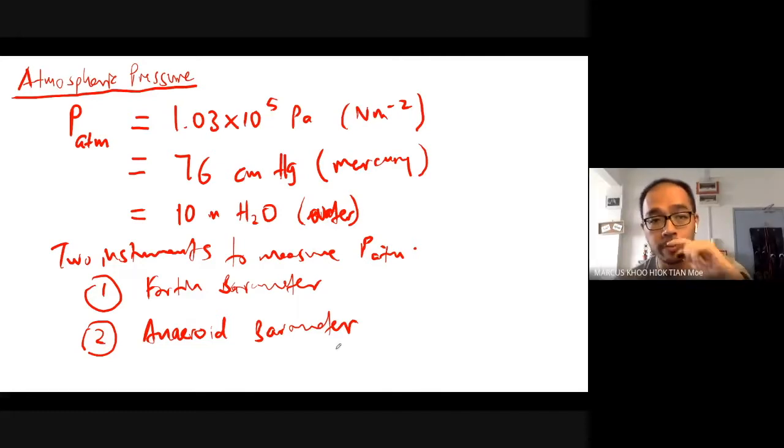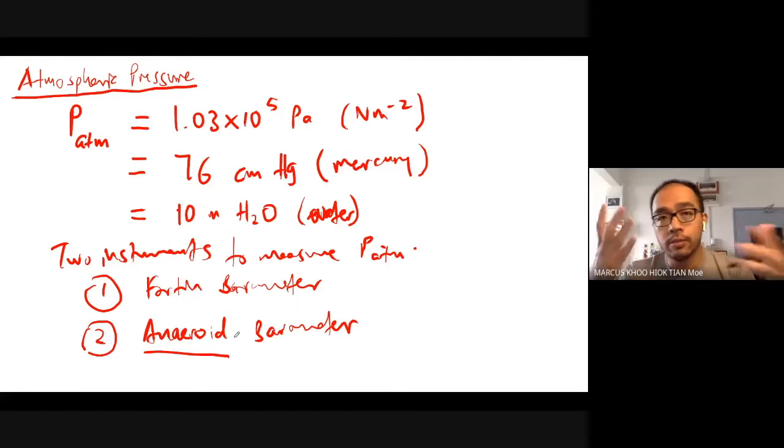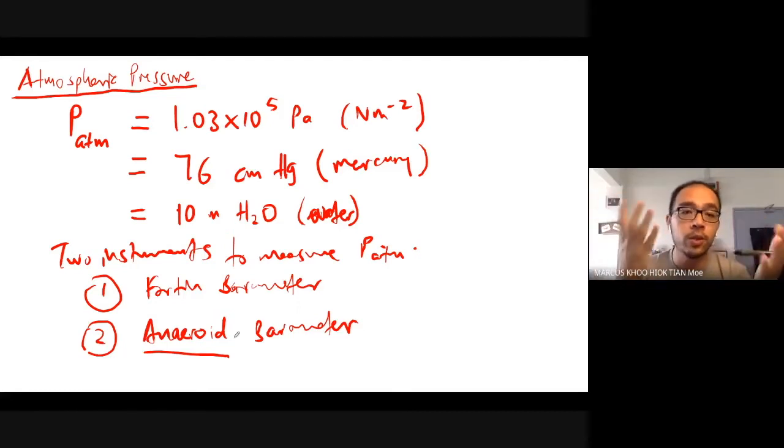Whereas the word aneroid is kind of the same meaning as, if you remember your biology, anaerobic. So aneroid means without liquid. So it's a barometer that measures atmospheric pressure, but without any liquids. They use a different system altogether. Then we talked about the differences between the Fortin and the aneroid: when is a suitable time to use Fortin and when is a suitable time to use aneroid.